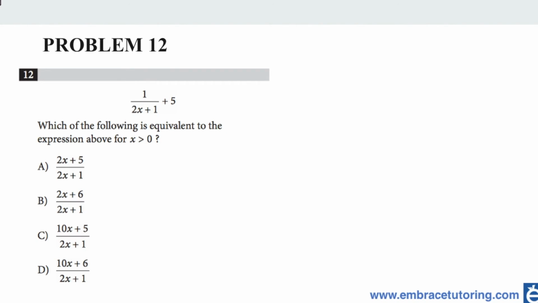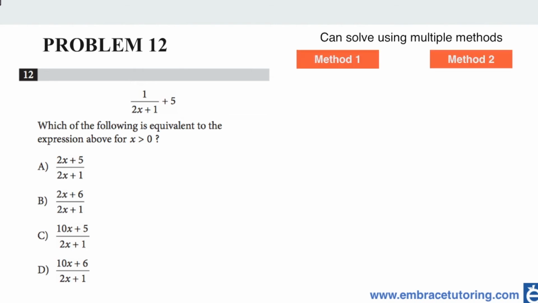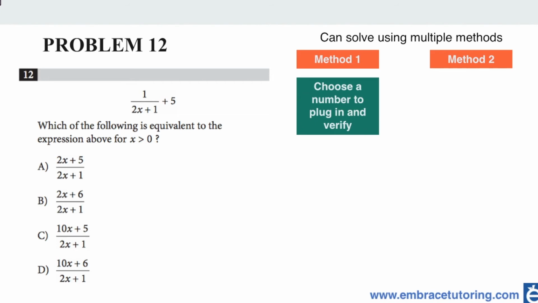Okay, so for problem 12, here I have 1 over 2x plus 1 plus 5, and it says which of the following is equivalent to the expression above for x is greater than 0. Now, there are multiple ways to solve this. For instance, you could choose a number and plug it in to verify.